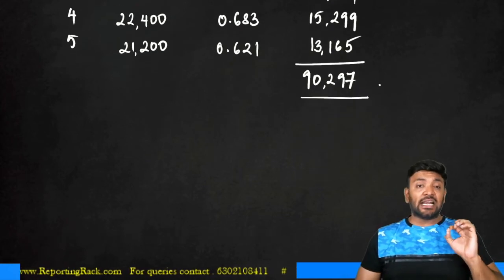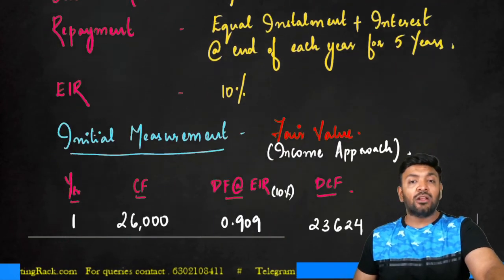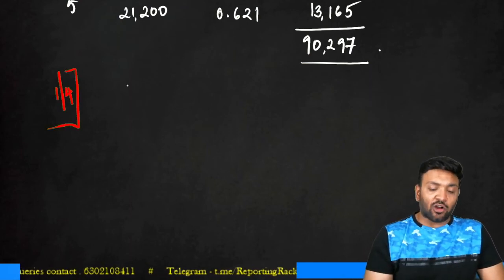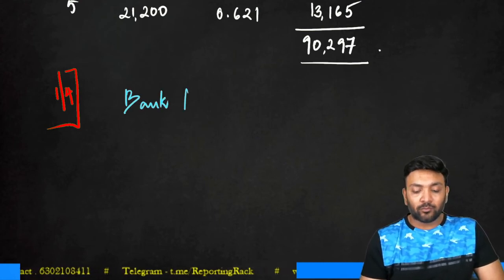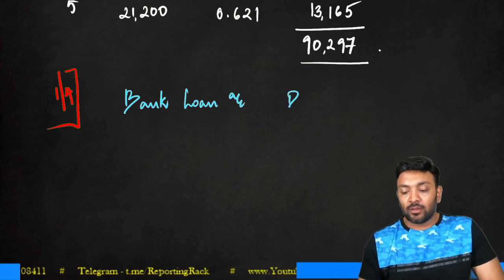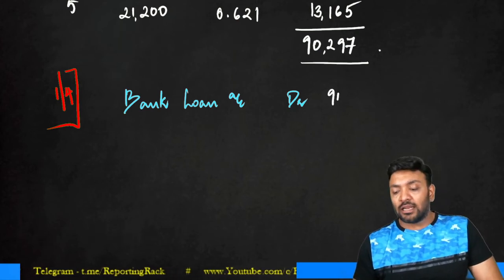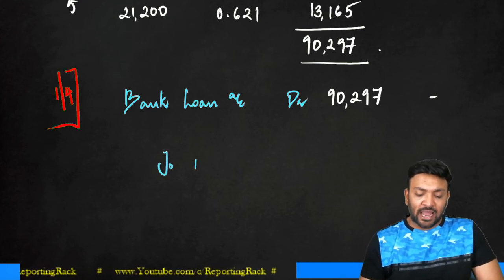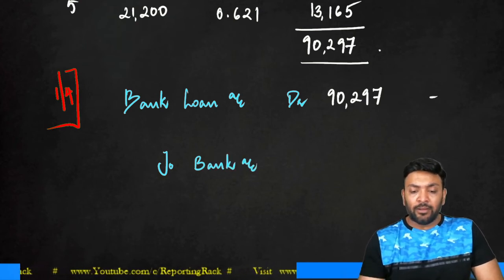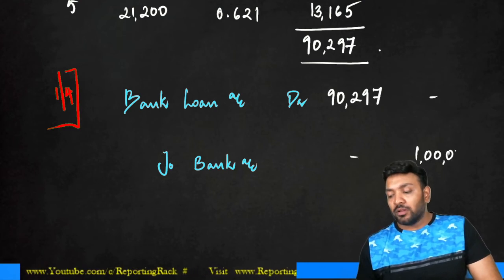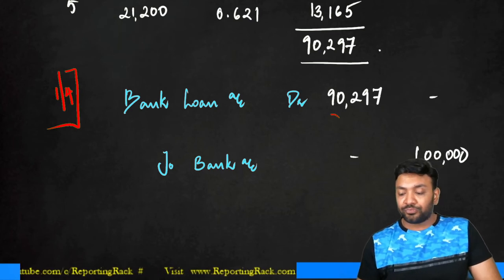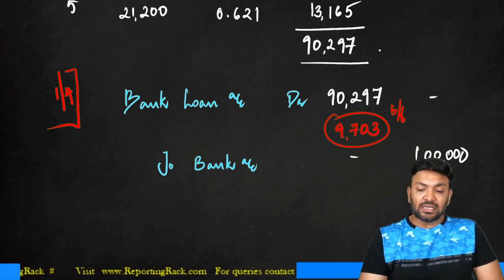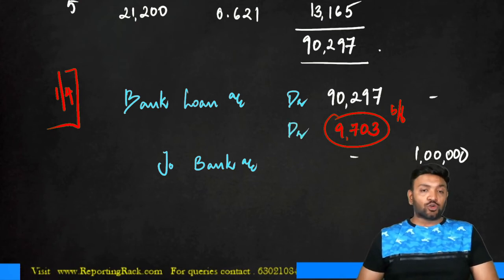So you tell me, what is the transaction date accounting? This transaction occurred, let's say, on 1st April. How do I record this transaction on 1st April? First, I'll record the entry: loan account debit, initially measured at fair value on the date of transaction, 90,297. But I paid to the bank. How much did I pay as a loan to the employee? I paid a total amount of 1 lakh. That gives rise to a balancing figure difference of 9,703. What should I debit the difference to is the question.